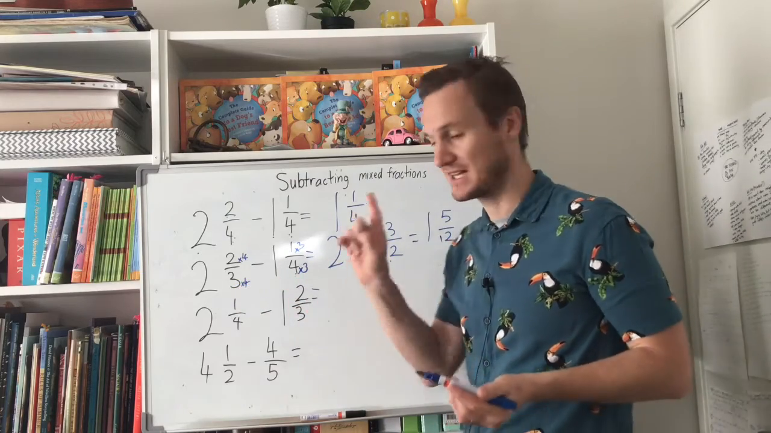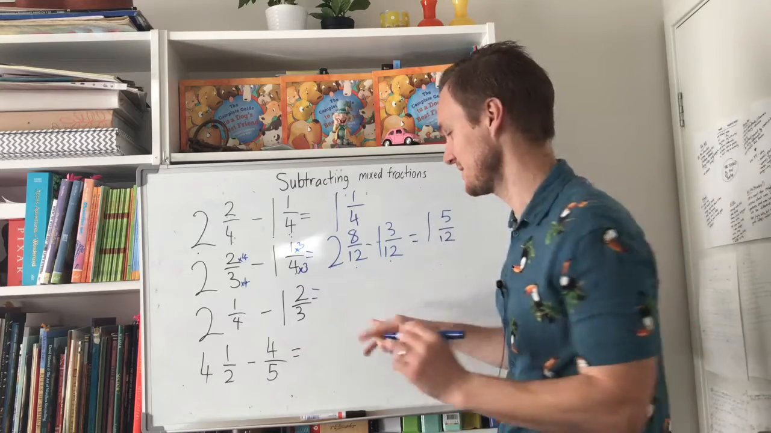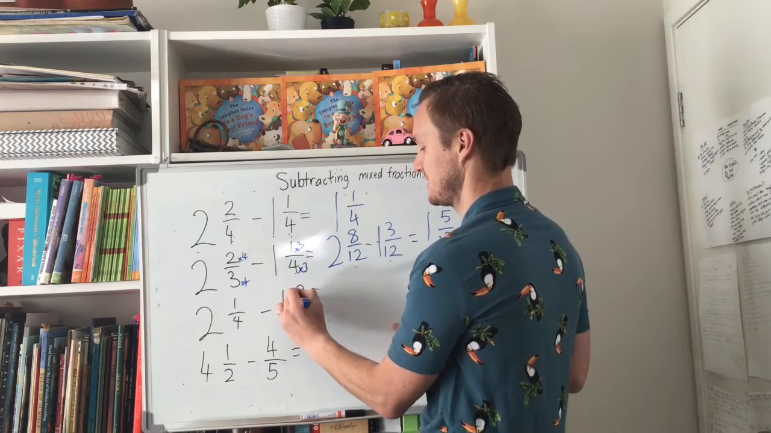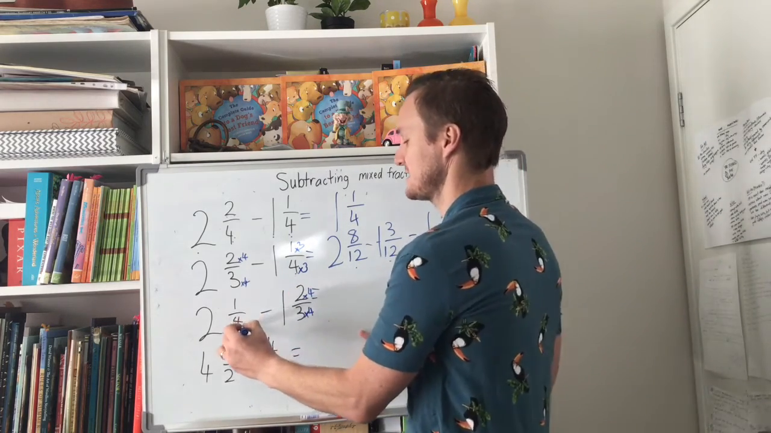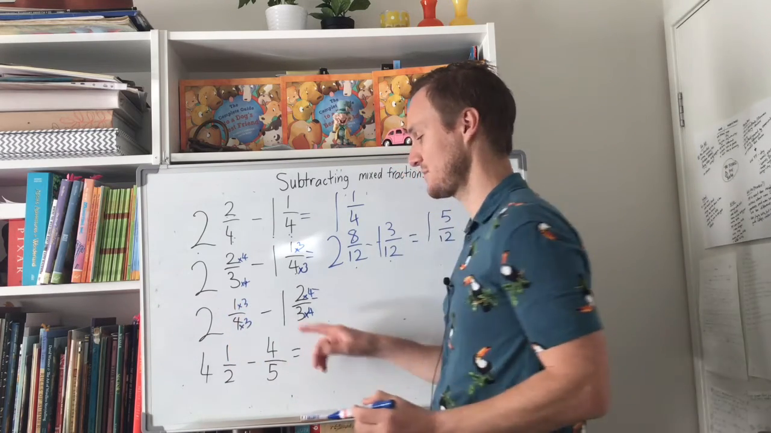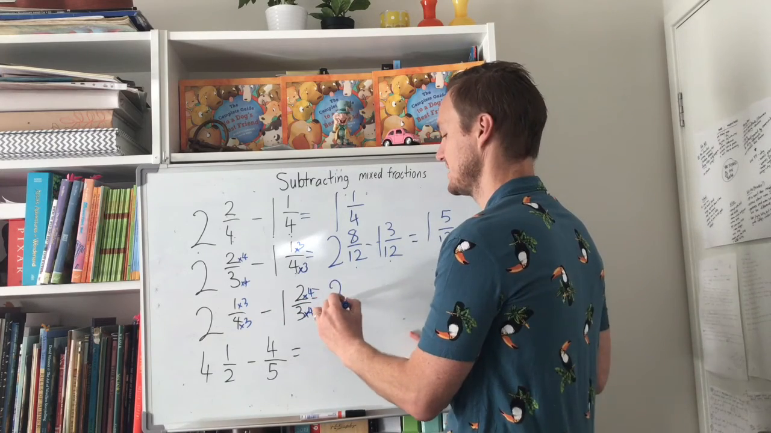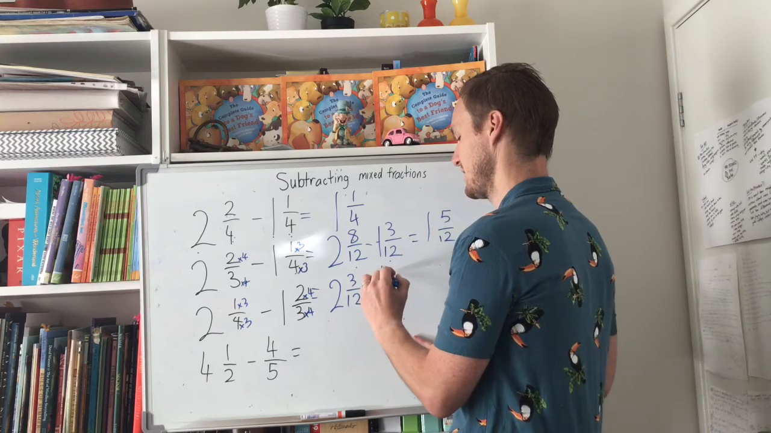The third option here is when you make the denominators the same and it still doesn't work. So let's do that. We're going to change the 3 times that by 4, make the bottom 12 and change that by 4. Then over here, we're going to change this to make it 12 as well. Change the top and the bottom by 3. Then we're going to write out our new question here. So it's 2 and 3/12 take away 1 and 8/12.